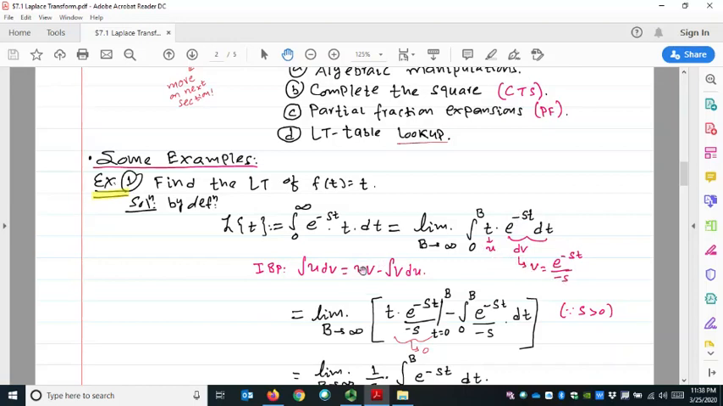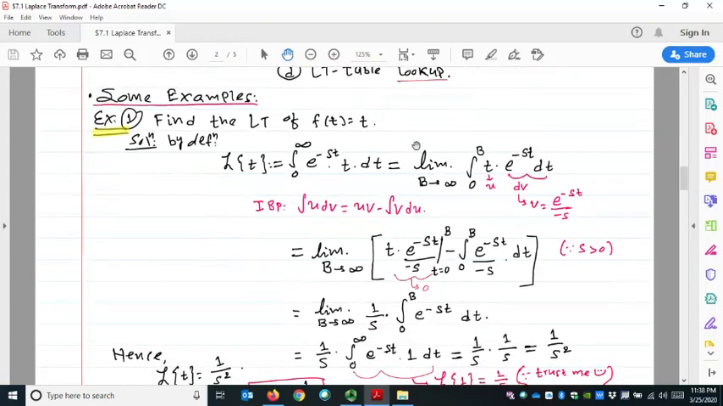Now we can use this formula. In the next step, let's copy the limit as b goes to infinity. Then u is t, v is e to the power negative st over negative s. Then put the limit t equals 0 to b, and then minus, from the formula, the integral of v du, where v is e to the power negative st over negative s, dt. And we assume s is positive.